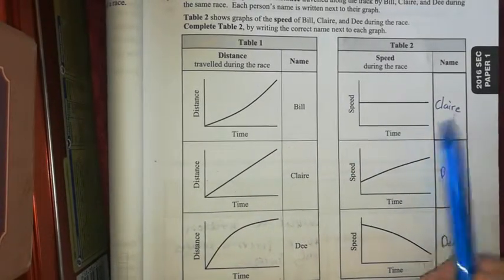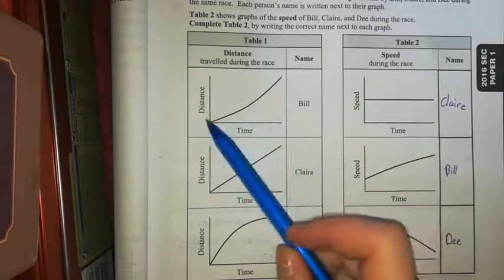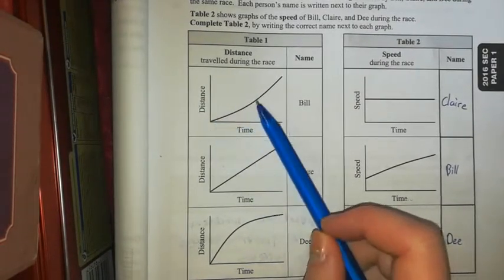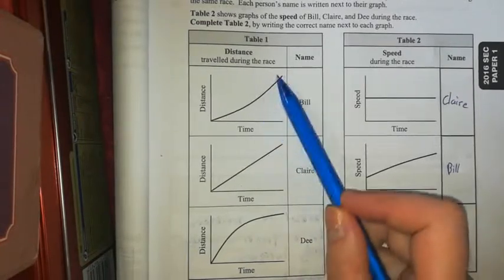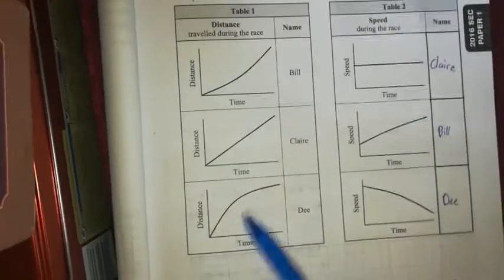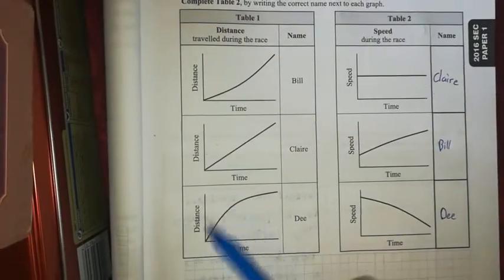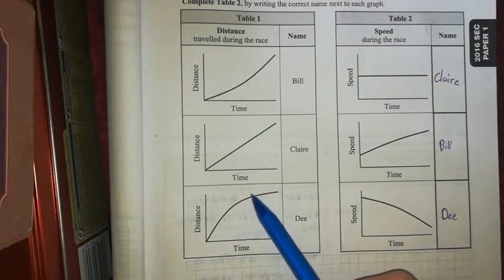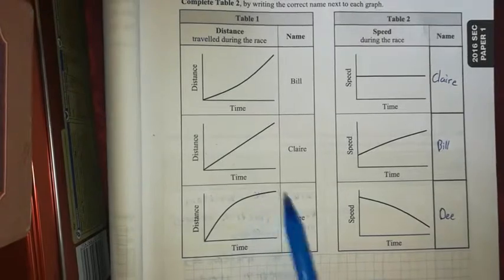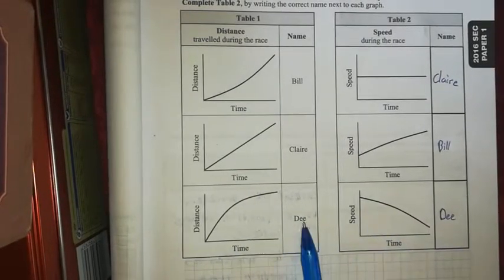This is Claire. If I look at this one, well, the speed started off and then got faster because the slope is increasing. So if I look at the one where the speed is going up, it's going to be this one. So this is Bill. And then if I look at this one, well, the speed is okay, but then it's decreasing and decreasing. The slope is getting a lot less. So then this one must be Dee, the final one.